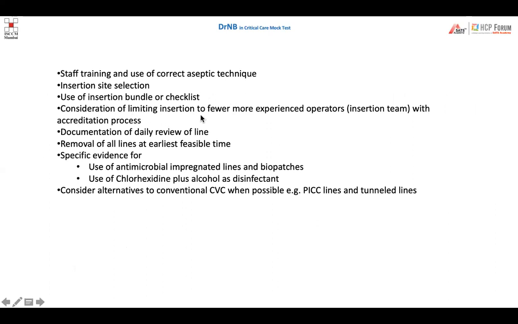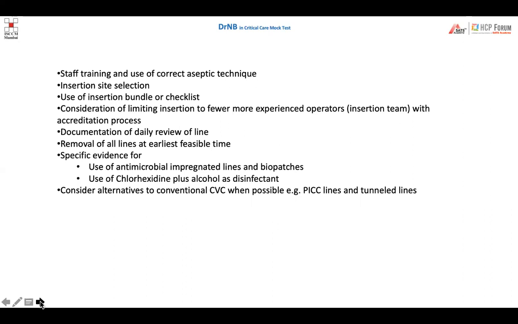Consider limiting insertion to a few more experienced operators rather than to every operator. Document daily review, and remove lines at the earliest. Look for evidence for using antimicrobial impregnated lines and biopatches or chlorhexidine plus alcohol disinfectant. Consider alternatives to conventional CVC, like you may consider using PICC or tunneled lines.